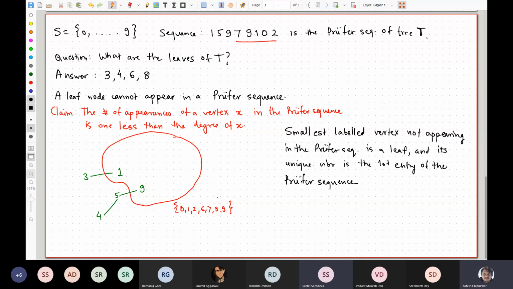So how do you continue this now? In this case, 3, 4, and 5 are out of it. That's not even a vertex. So it should be 1? One appears in the prefer sequence. 6. Exactly, 6 does not appear over here, and its neighbor is 7. 7. Absolutely. Good. Okay, thank you, sir.